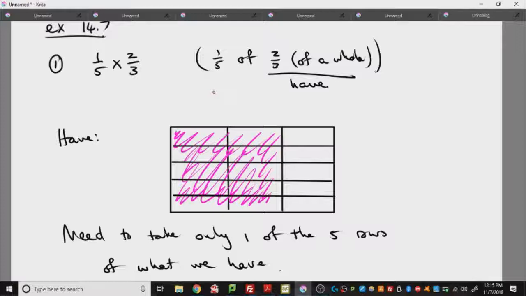I'm really just using the triangles to convert the fractions to nice whole numbers. I need to take 1 of the 5 rows, because 1/5, of what? Of what we have, which is only the pink. So I'm going to take the top one and not the others.